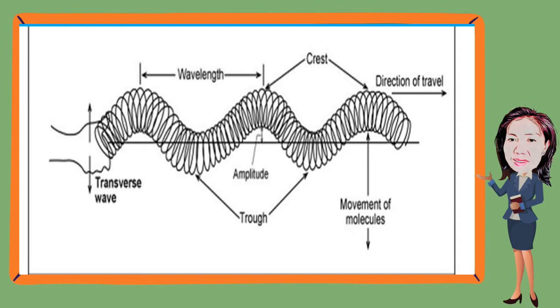Meron siyang, ano ang tawag dito sa upper portion? This is the crest. The lower portion of the transverse wave are the trough. And the distance from the crest down to the marginal line is what we call as amplitude. So what is now the movement of the transverse wave? It's up and down, and it is perpendicular to the direction of the wave.